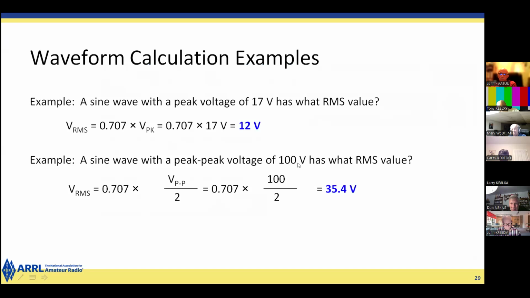The sine wave with a peak of 100 volts has what RMS value? So a peak to peak voltage of 100 volts. You have to divide it by 2 because it says peak to peak, and it's 0.707 times the peak to get to the RMS value. So as you can see, 100 divided by 2 times 0.707 is 35 volts. That's the RMS value of 100 volt peak to peak.